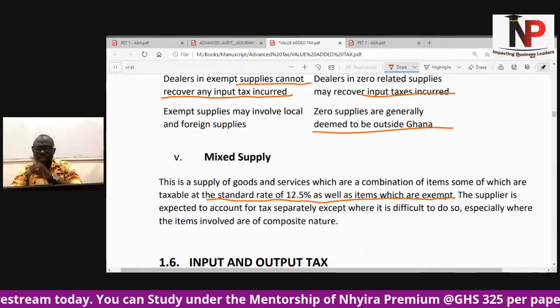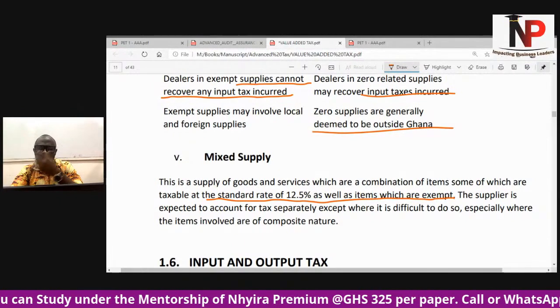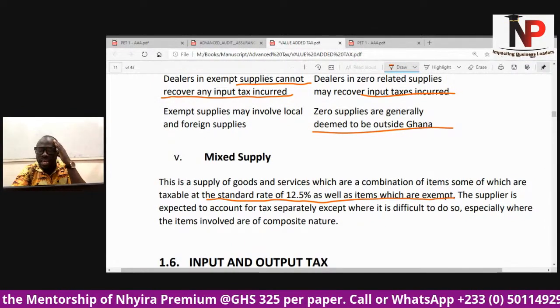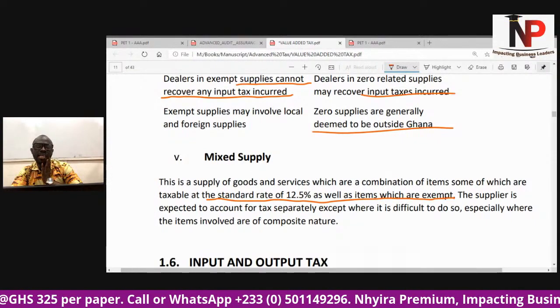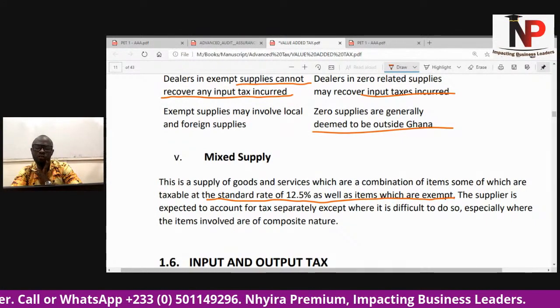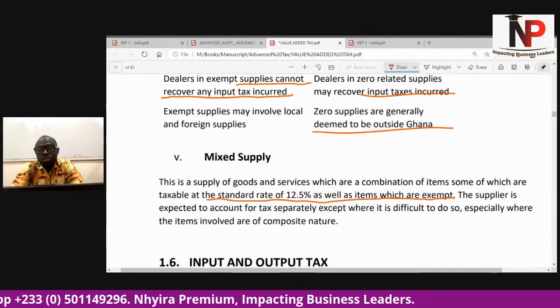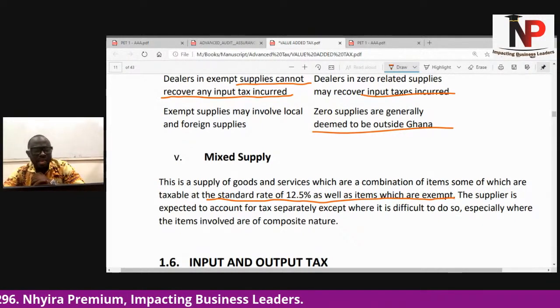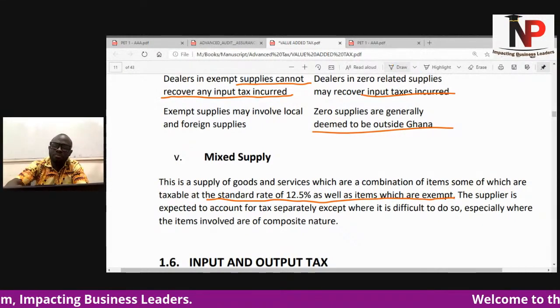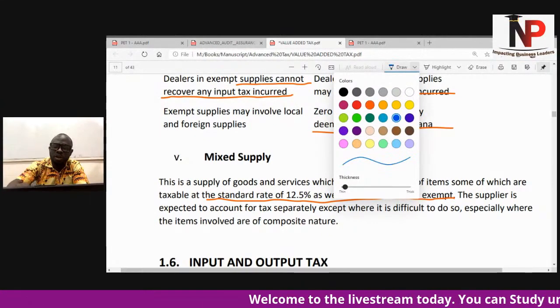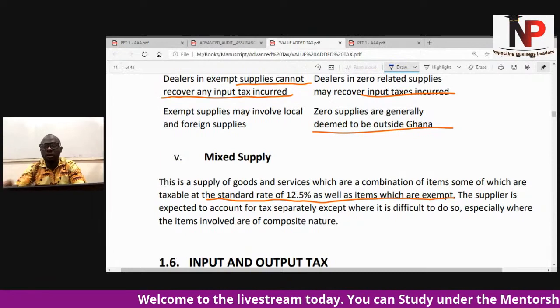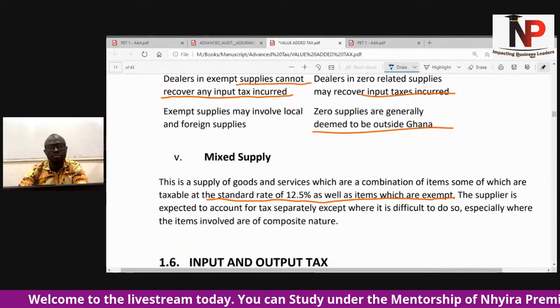Now, the supplier is expected to account for tax separately, except where it is difficult to do so, generally where the items involved are of composite nature. So if it's a mixed supply, you're supposed to separate it out. You got it? It makes sense, right? You're supposed to just separate it out. So how much was a mixed supply? You bring it up.